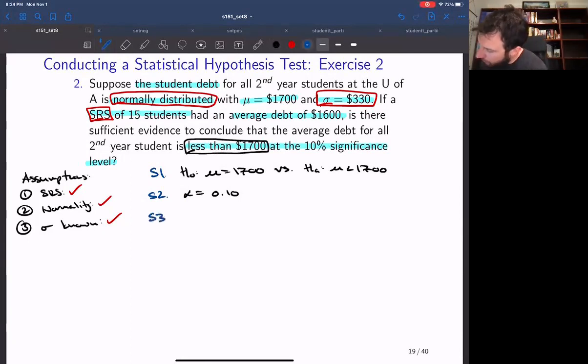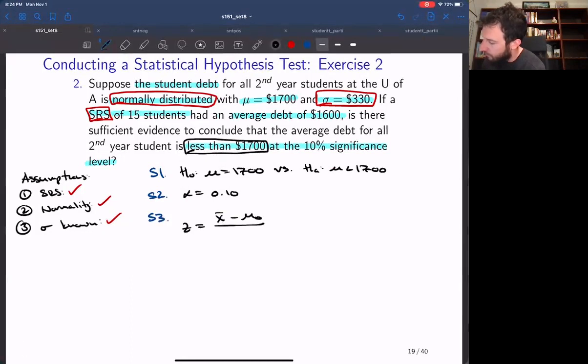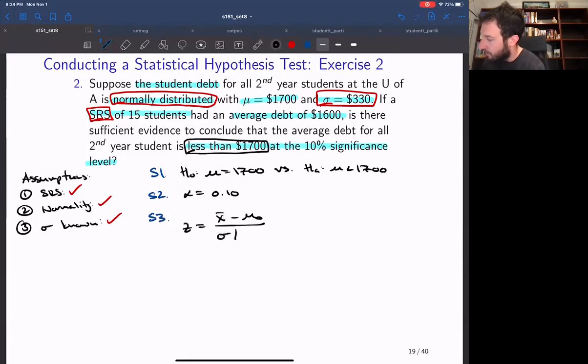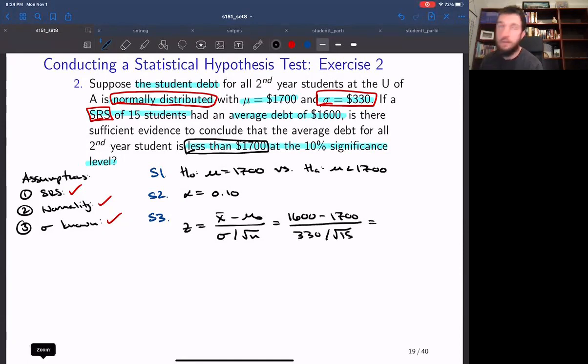Okay, so then on step 3, we compute our test statistic. We have Z equals X bar minus mu 0 over sigma divided by the square root of n. Again, we're using a Z score because sigma is known. So now we have 1,600 minus 1,700 divided by 330 over the square root of 15. That is negative 1.17.